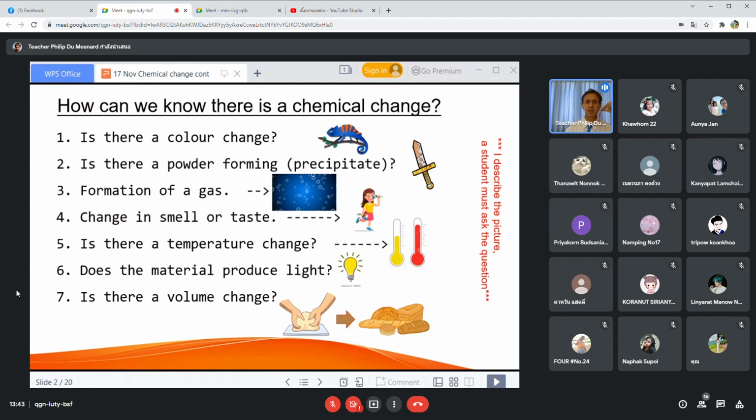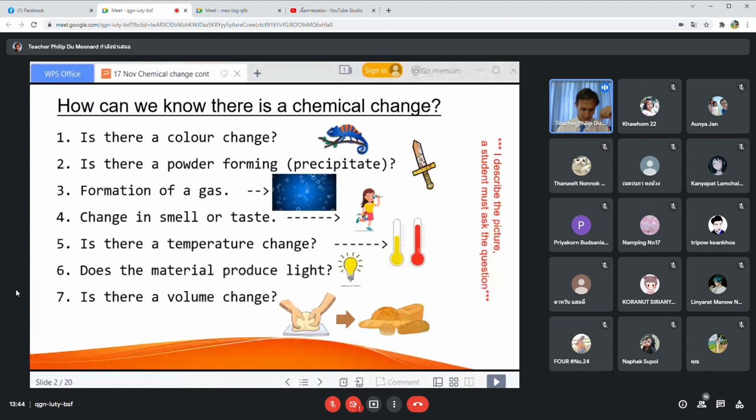Okay, so I see a chameleon. It's a reptile. It's almost like a crocodile or lizard. I see a chameleon. What is the question? It's almost like a lizard animal. And it is blue. And what is the question? Is there a color change? Very good. Good job. Yes. Is there color change? Okay.